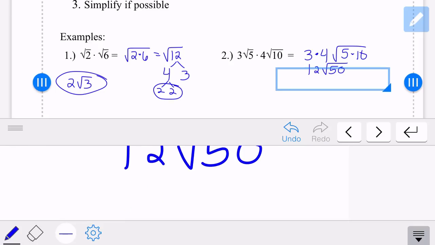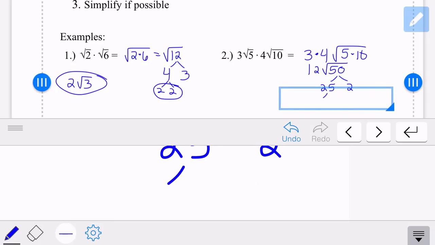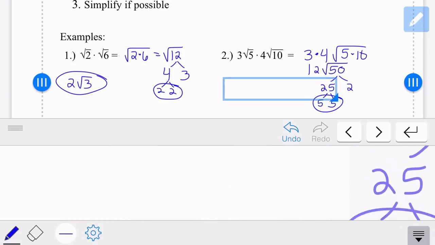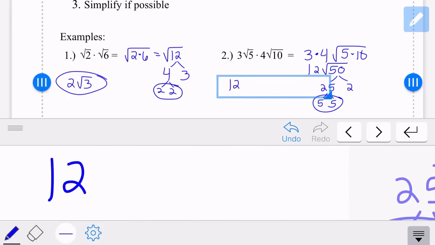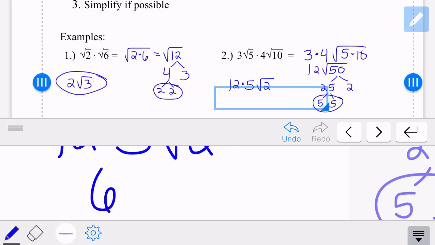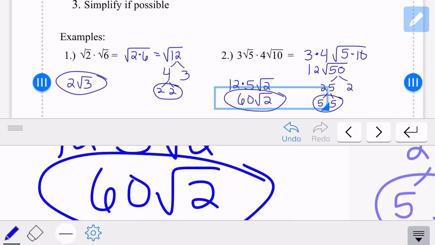And then again, we want to simplify if we can. So 50, can you think of any factors of 50 that might be a perfect square? How about 25 and 2? And we know that 25 will split into 5 and 5. It's a perfect square. So now what happens is we have our 12, but we're pulling out a 5 of our radical. And we've got a radical 2 underneath. So that 12 and the 5 are going to get multiplied. So what we're going to end up with is 60 radical 2 after we simplify. Got it.